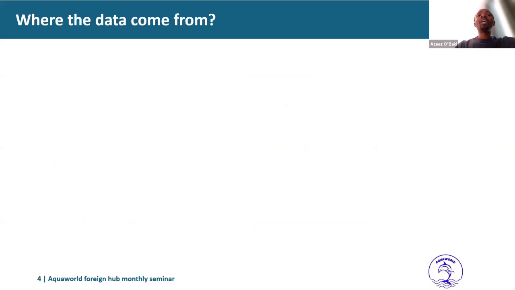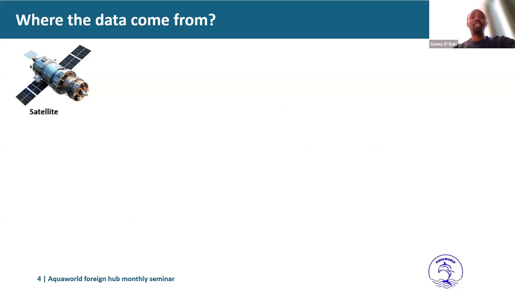So that leads us to another section where we talk about where the data comes from. We talked about data, but where can we get this data? Are they just anywhere, or how can we get it so we can get an idea and make decisions from it? So in the aquatic environment, there are different ways in which data can be provided. For instance, you can get data from satellites.